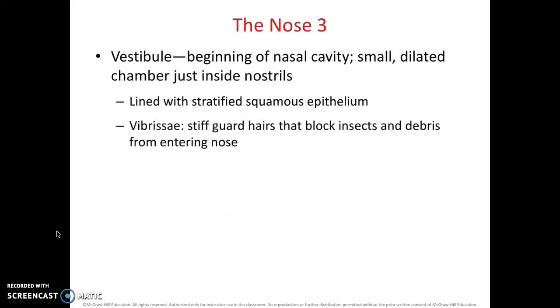The vestibule is the beginning of the nasal cavity, which is a small dilated chamber just inside the nostrils, and this is lined with stratified squamous epithelium. This has vibrissae, which are stiff guard hairs that block insects and debris from entering your nose.